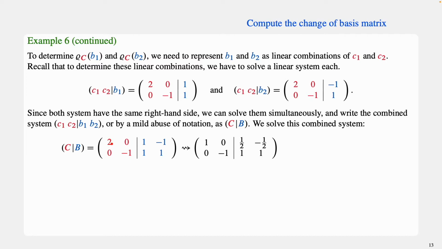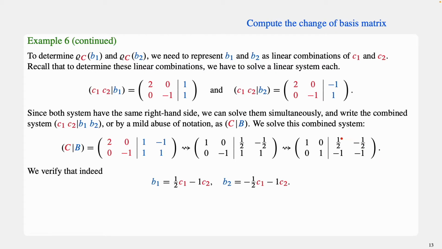So what we do first, we divide by 1/2. Then we divide the second row by -1, or multiply by -1, and we're done. So this is a very easy to solve system. And now for each of the two simultaneously solved equations, so for each column here, we can read off the linear combinations. So the solution here, 1/2, -1, means that B1 is the linear combination 1/2 times C1 minus C2. And the second column here, -1/2, -1, means that B2 is -1/2 times C1 minus C2. And you can easily verify that. You're given the values for C1, C2, so you can plug these in to verify that these are in fact true.